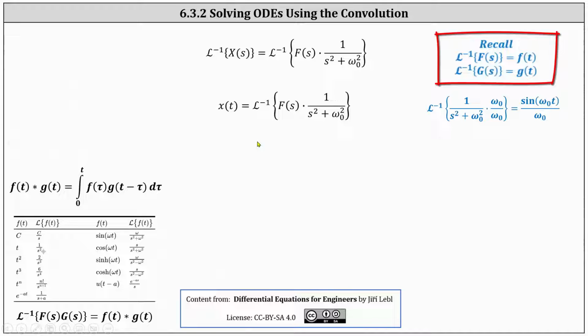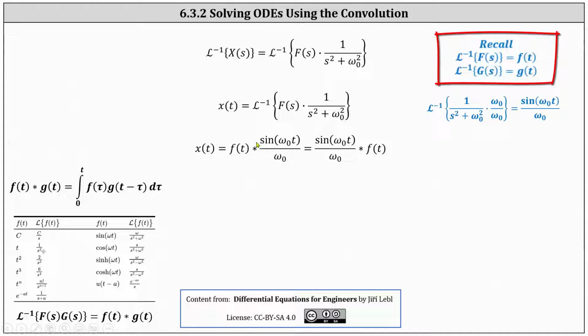which means the right side of the equation is equal to the convolution of f of t and sine of omega sub 0 t divided by omega sub 0, or we can change the order of the convolution and write it as a convolution of sine of omega sub 0 t divided by omega sub 0 and f of t. The order of the convolution will affect the solution as a definite integral.